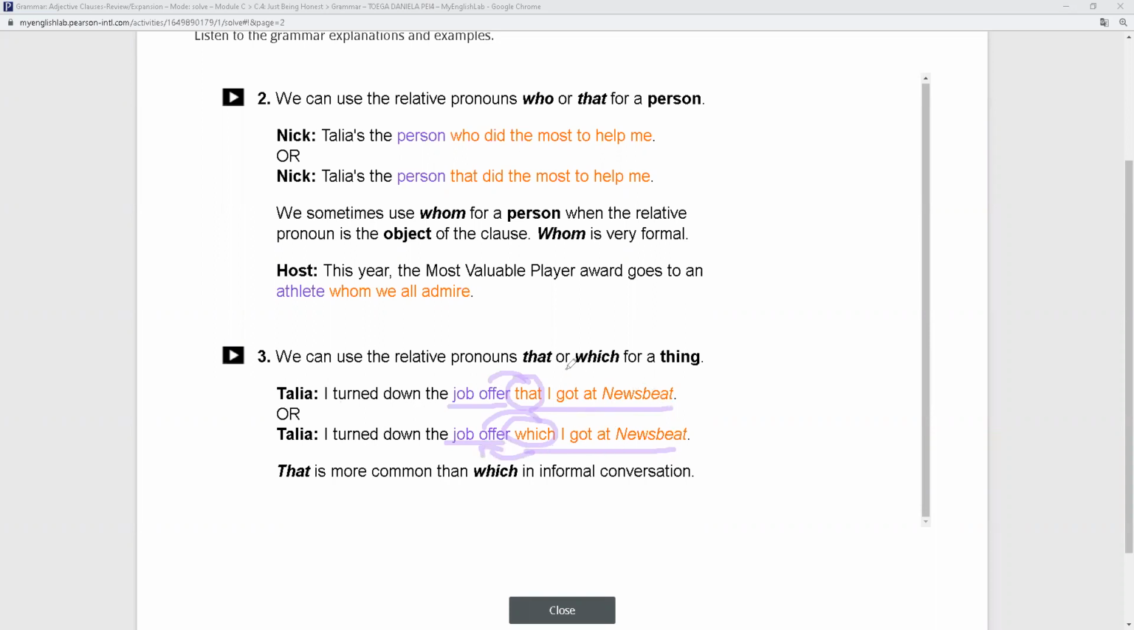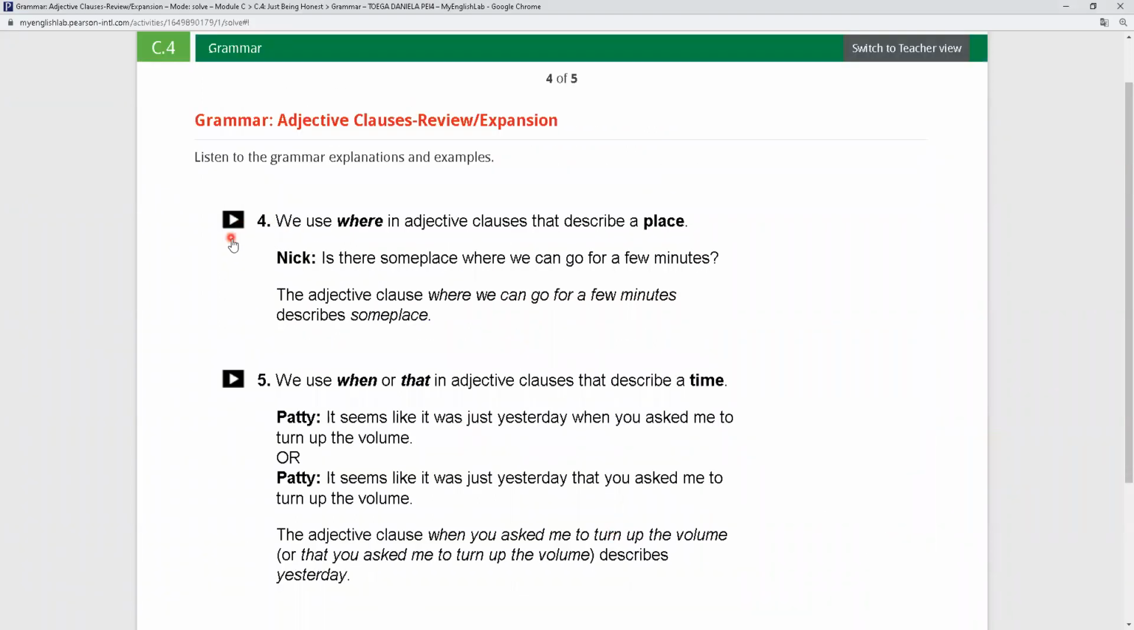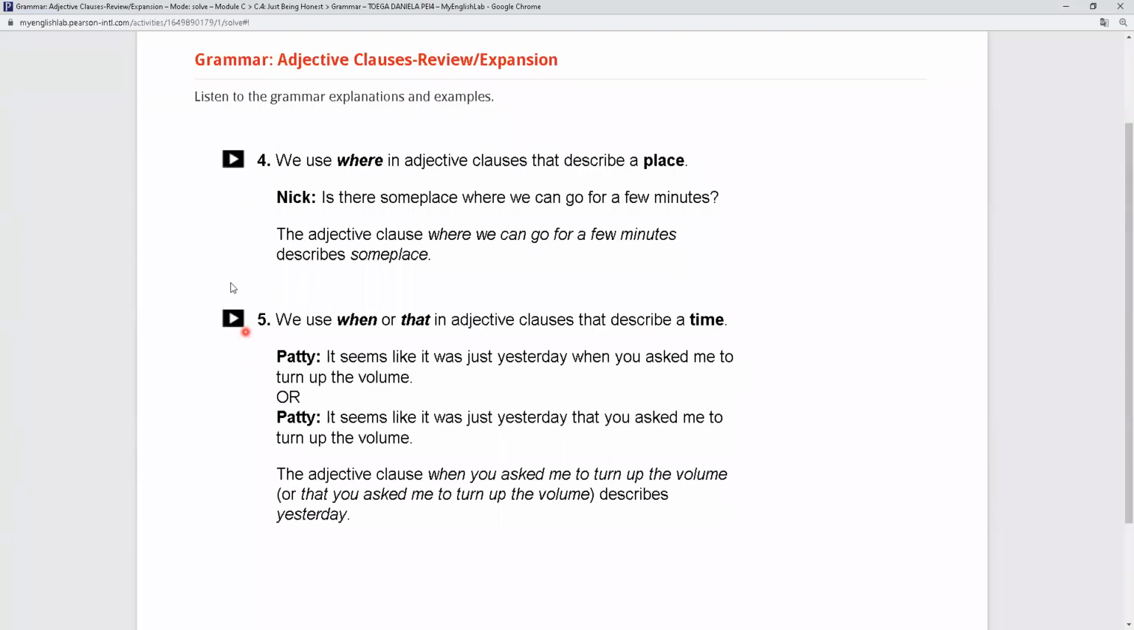I turned down the job offer that I got at Newsbeat. And again, if you don't know which one you have to use, in some cases you can use that. That works with all the relative pronouns. Okay? Super. All right. And we're going to learn about where and when.